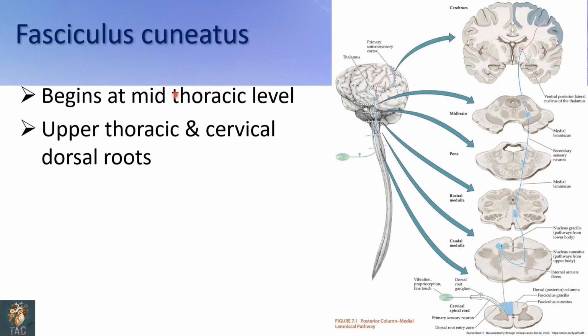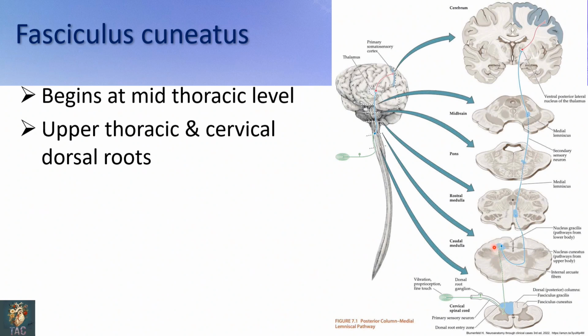Then the fasciculus cuneatus begins at the mid-thoracic level, that is at the C6 level, basically upper thoracic and cervical dorsal roots. Here you can see the cervical spinal cord, and this is the dorsal root ganglia, and these are the receptors carrying the proprioceptive information, the vibration and the fine touch. They enter into lamina 4 to 6 of the dorsal horn of the spinal cord. Then they ascend ipsilaterally as fasciculus cuneatus.